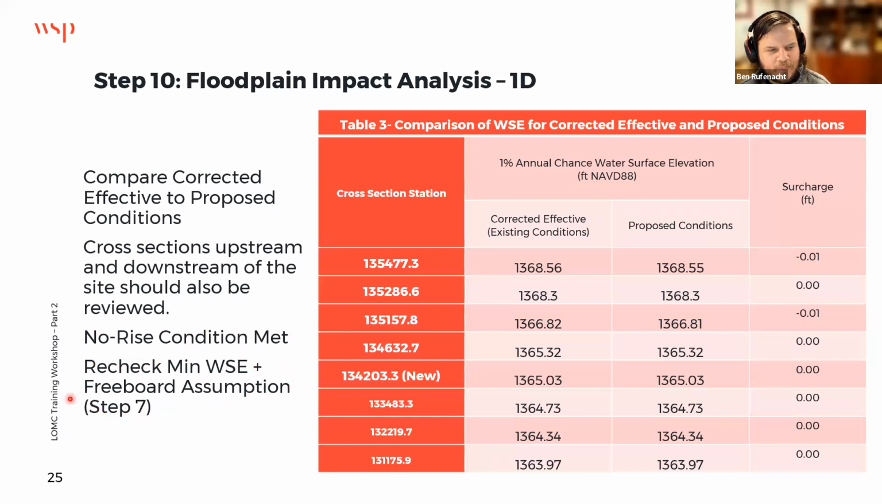So you want to make sure that the freeboard assumption that you made in the previous step still holds, that you're still 1 foot above BFE for your flow adjacent grade on your structure.